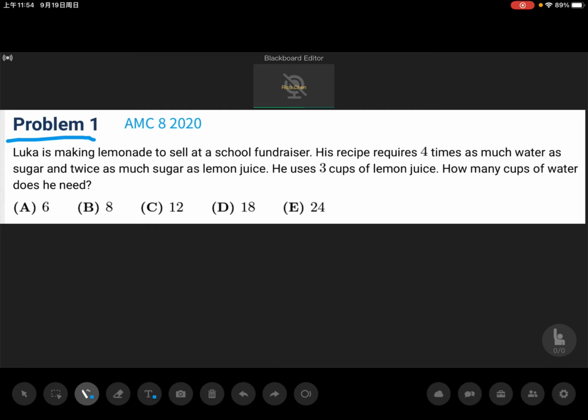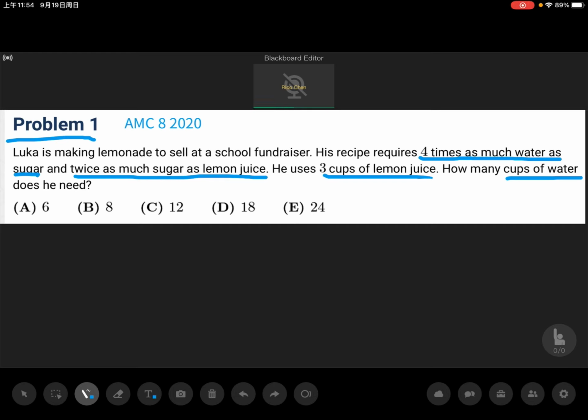So, Luca is making lemonade to sell at a school fundraiser. His recipe requires 4 times as much water as sugar and twice as much sugar as lemon juice. He uses 3 cups of lemon juice. How many cups of water does he need?